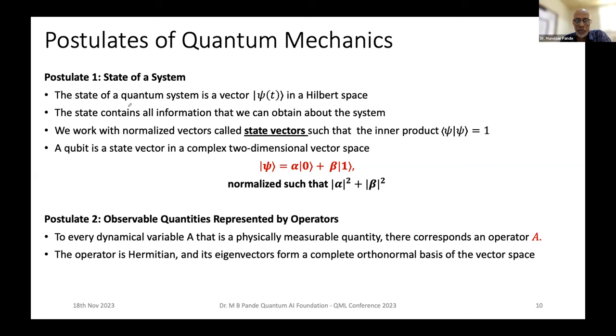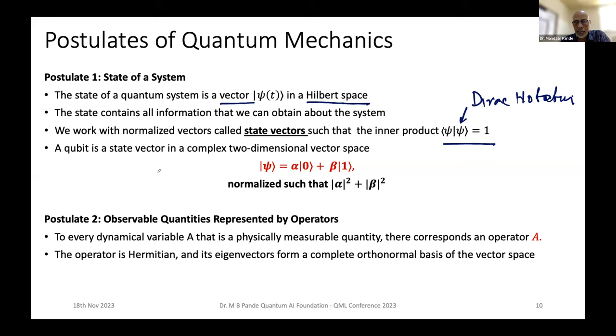So we have the state of a quantum system, which you can represent by a vector, as in a vector space. And this is also a vector in a Hilbert space. I will be defining a Hilbert space in the next few slides. Then the second point is that when we talk about a state of a quantum system, all the information is available in that particular state. And when we work with quantum systems, we work with normalized vectors, which are called state vectors. The inner product is equal to one, that is, it's normalized. This is called Dirac notation, which again, I'll briefly touch upon eventually.